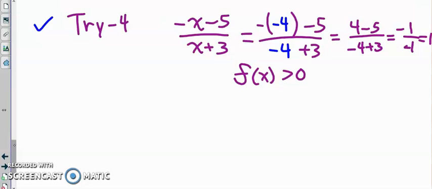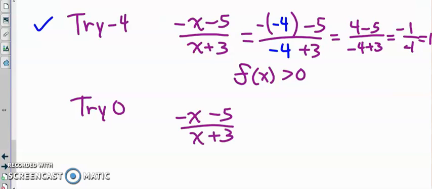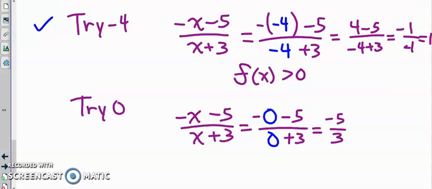And now let's do the last part, which we said we're going to try 0. Again, this is our function. So we're going to put 0 there. Doesn't matter if it's negative or not, because it's not going to change anything. We have 0 plus 3. So that will still give us a -5 over 3, which is negative. So that means f of x is less than 0. We don't need that part. So again, just like we said, it's going to be that second interval there.